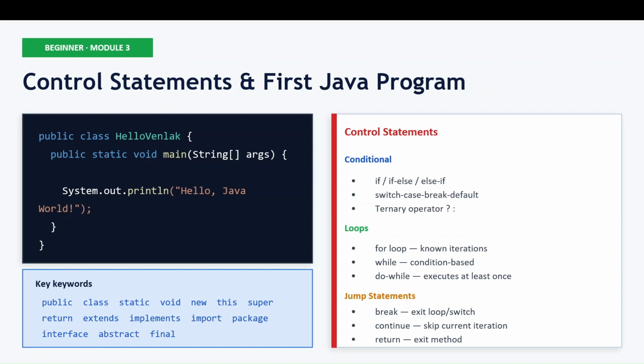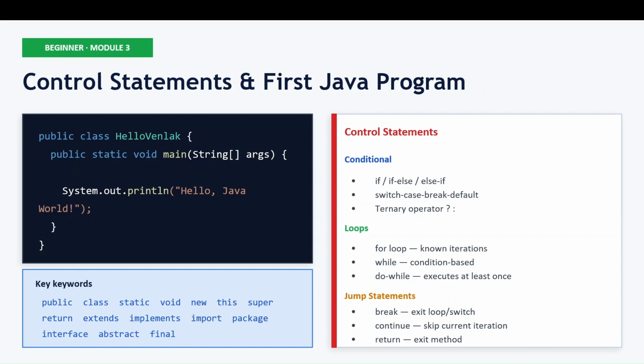Now, in this code, public static void main is the most important line you will write in Java, because this is the entry point. Java scans your entire program looking for this exact signature. No other method name works, and there are no shortcuts. If Java finds it, your program will run, otherwise it doesn't.